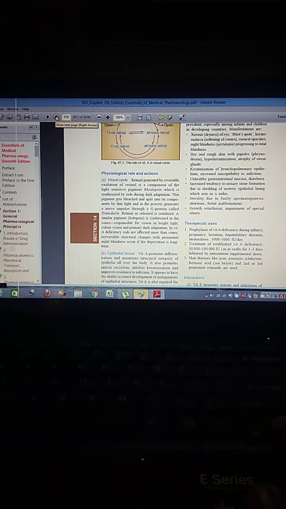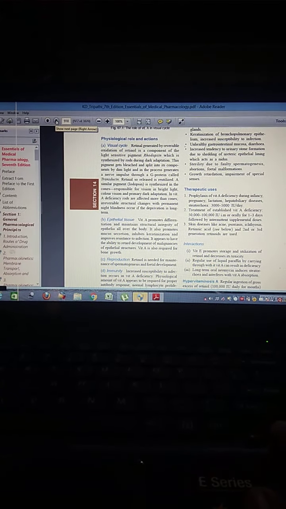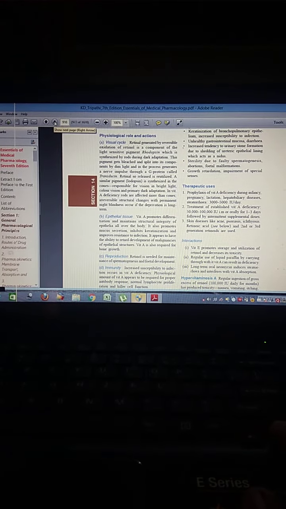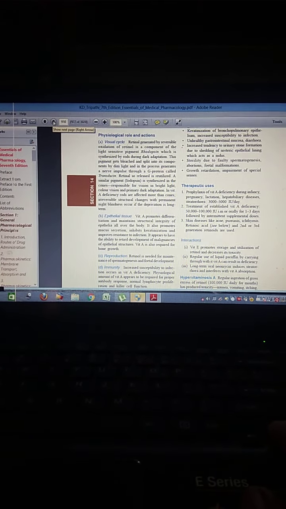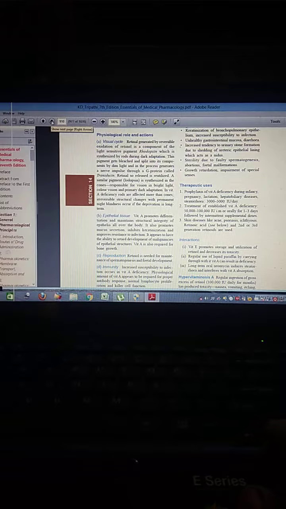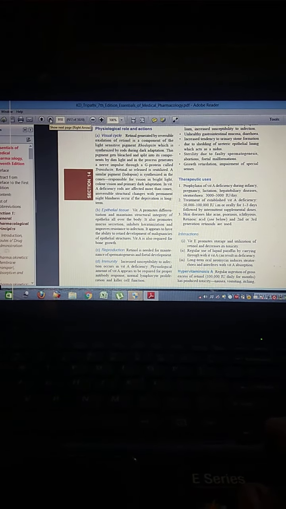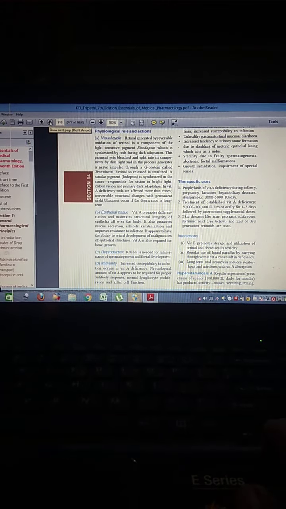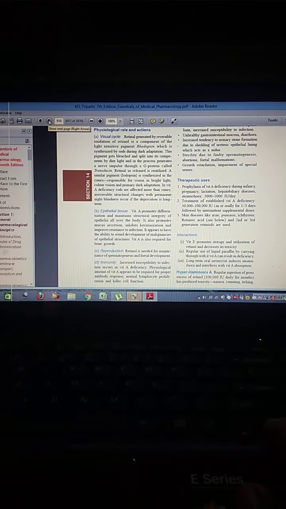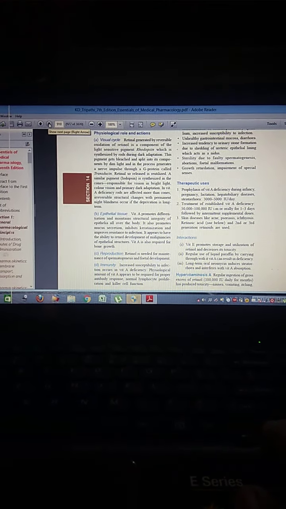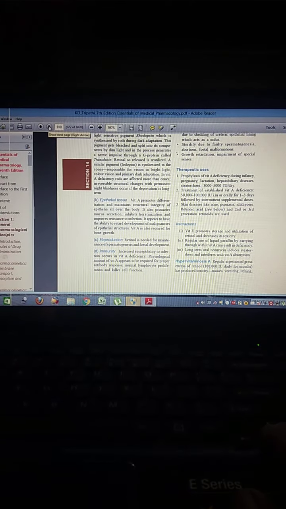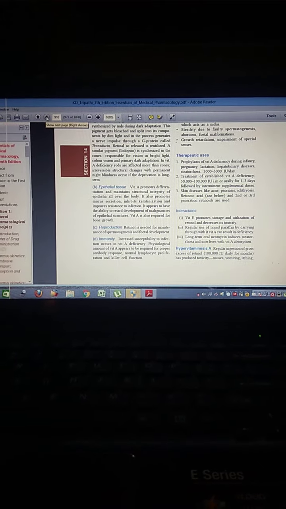Therapeutic uses: prophylaxis of vitamin A deficiency during infancy, pregnancy, and lactation, 3,000 to 5,000 international units per day. And the treatment of established vitamin A deficiency, 50,000 to 1 lakh international units IM or orally for 1 to 3 days, followed by intermittent supplemental doses.